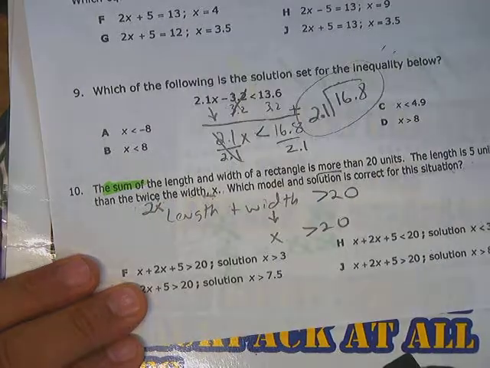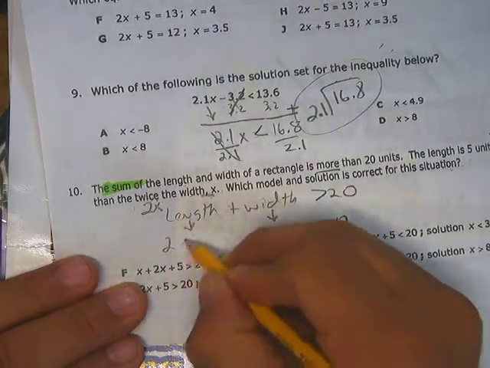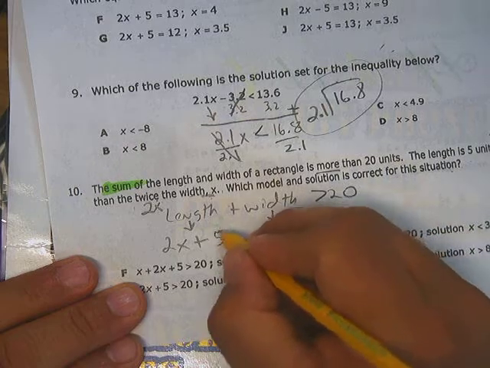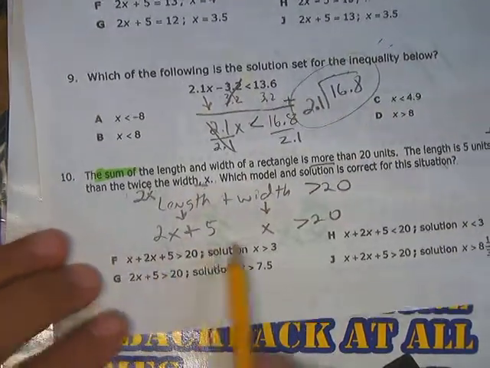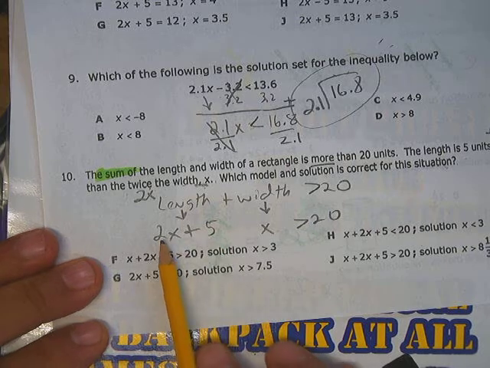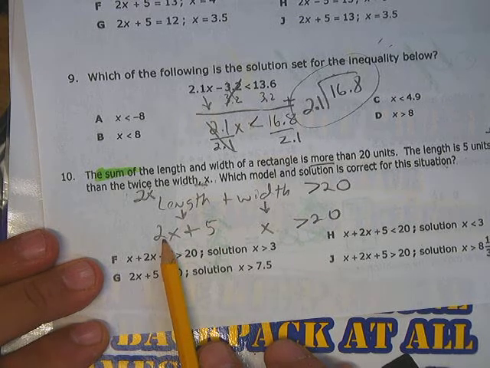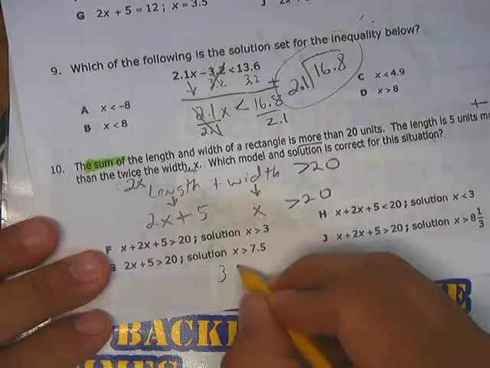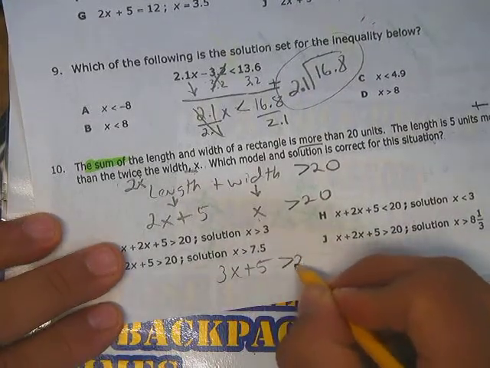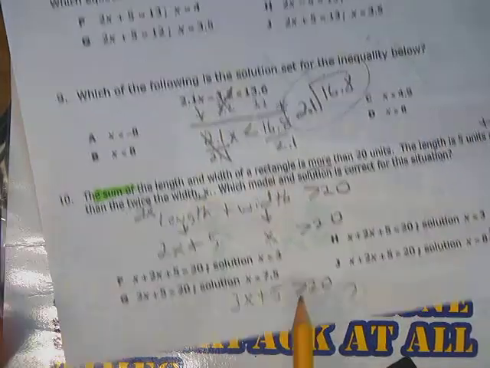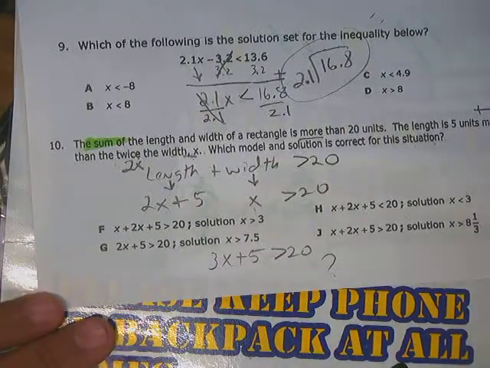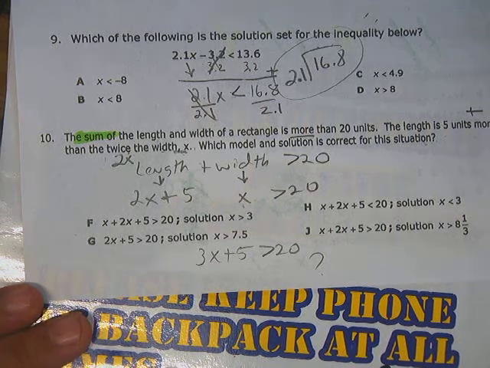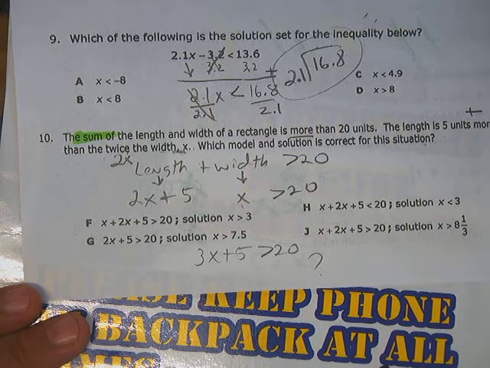If that's x, what's the length? The length is 5 units more, so that's 5 plus twice the width. 2 times the width is 2 times x. So that means that this guy would be 2x plus 5. And so then I would solve it this way. We have 2x plus x is 3x. 3x plus 5 is more than 20. Okay, solve the rest of it, and you'll get the answer.